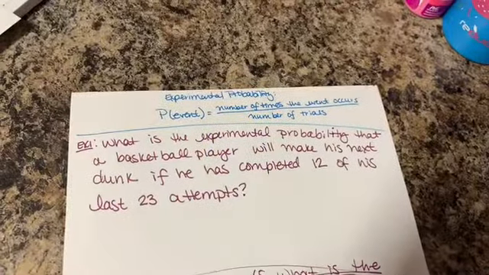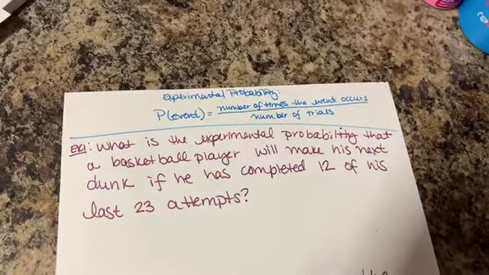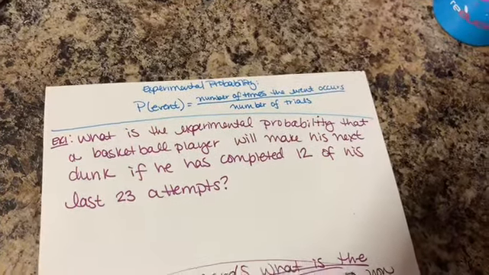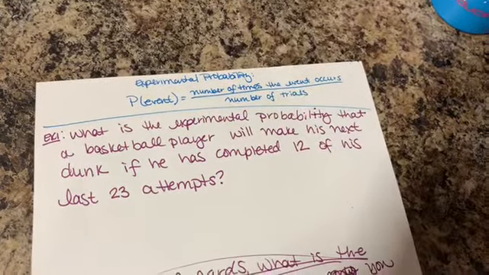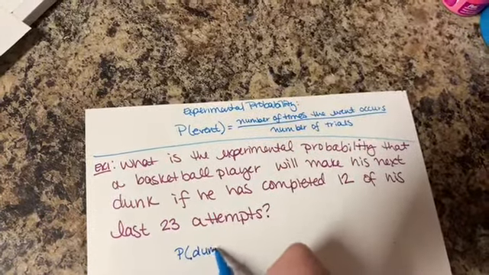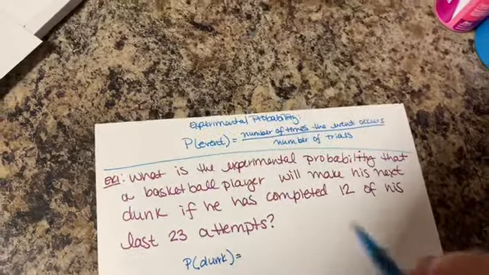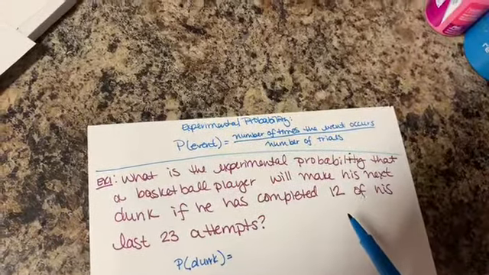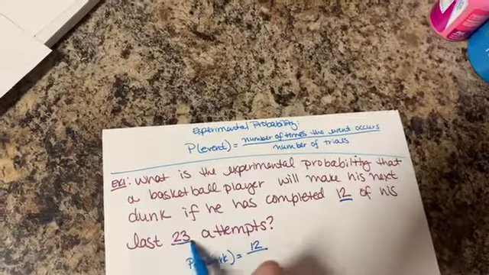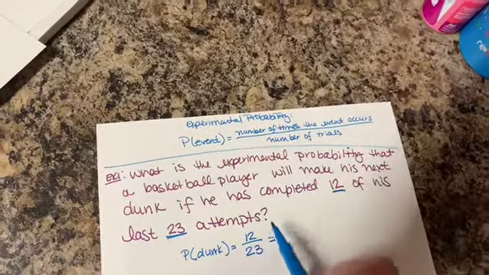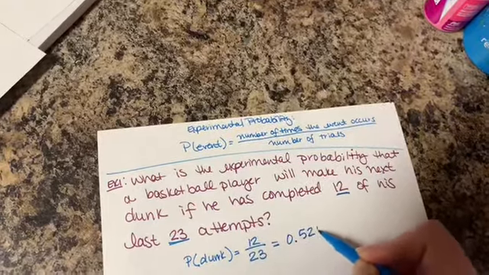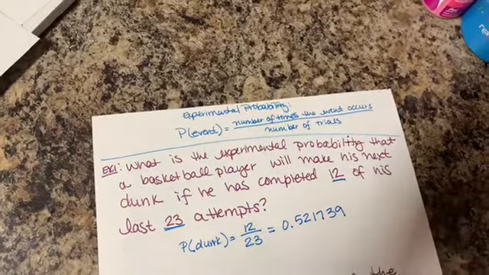Okay, so let's look at example 1 for experimental probability. What is the experimental probability that a basketball player will make his next dunk if he has completed 12 of his last 23 attempts? So the probability that he will make a dunk is the number of times he has completed the dunk. So that's going to be 12 divided by the number of attempts, 23 attempts. So in your calculator, you just put 12 divided by 23, and when you do, you'll get a decimal like that, something like that.